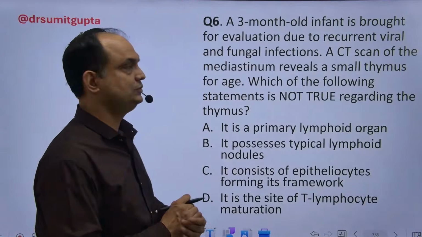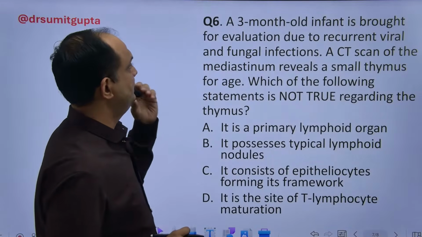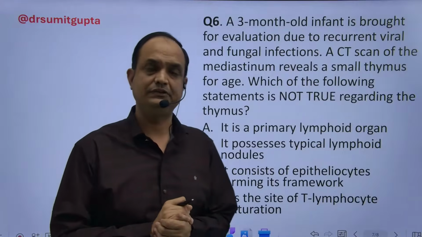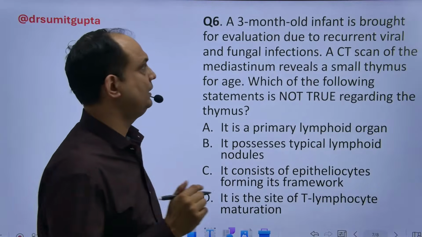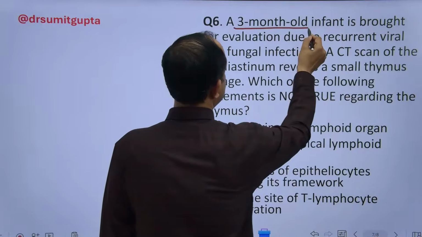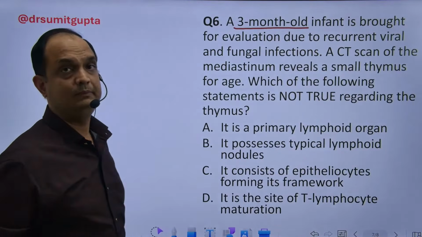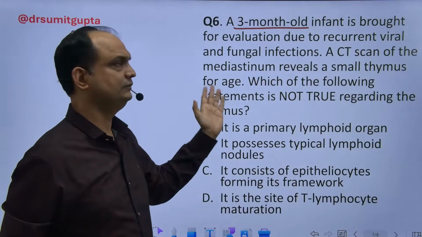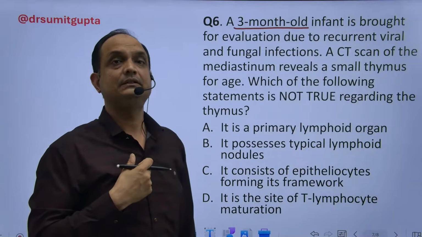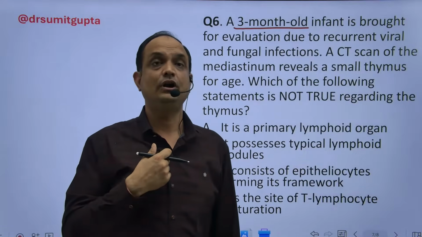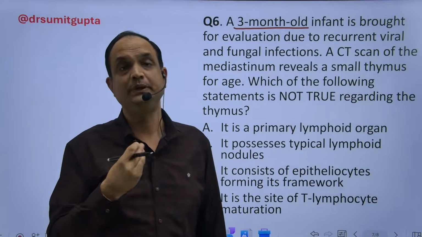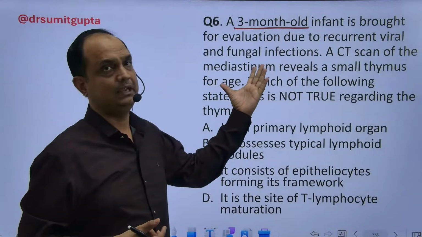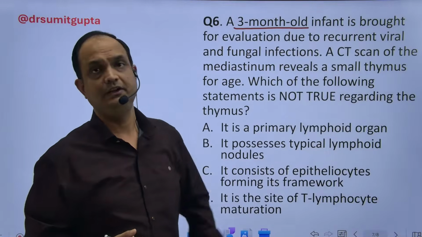Now this is the last question of this session. A 3-month-old infant is brought for evaluation due to recurrent viral and fungal infection. One important thing is that we are talking about a small child who is 3 months old, and a CT scan of the mediastinum shows a small thymus for the age. That means the thymus is still there, but it is not as developed as it should be for this age of infant. Because of this underdeveloped thymus, this child presents with recurrent infection.